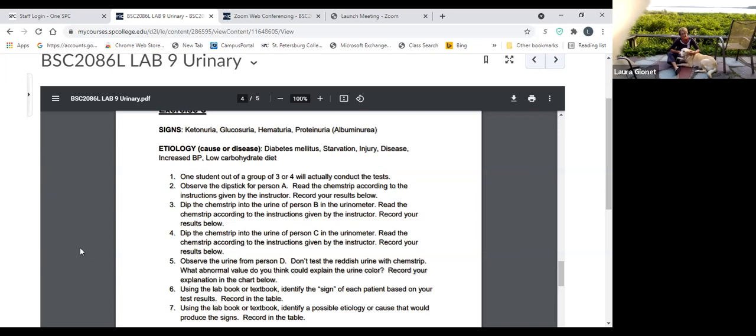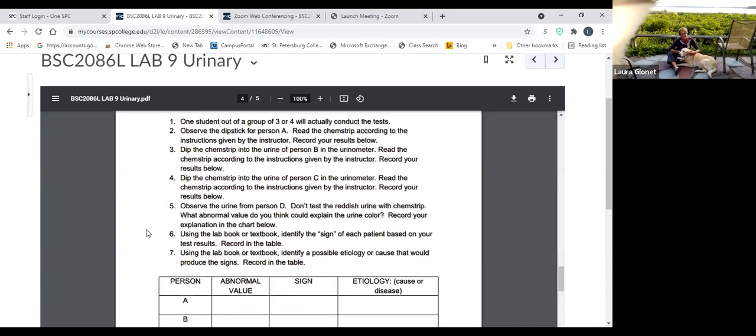The other 2, you were to specifically try to find which reagent pad had the color change, but you were only looking for 4 different things: using either the ketone, glucose, hematuria or blood, or the protein pads.